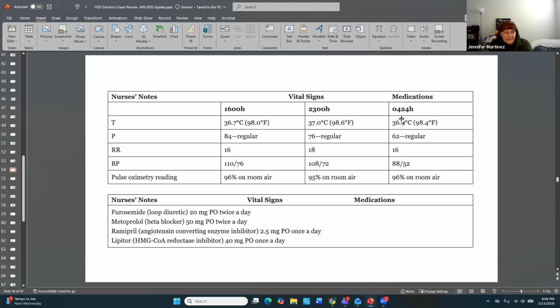Well, let's see. This is his trends. I'm not going to read all of those to you. So he gets Lasix or furosemide, 20 milligrams twice a day. He gets metoprolol, 50 milligrams twice a day. He gets Ramipril, 2.5 milligrams by mouth once a day. And he gets Lipitor, 40 milligrams by mouth once a day.